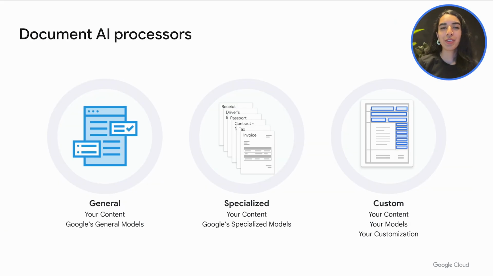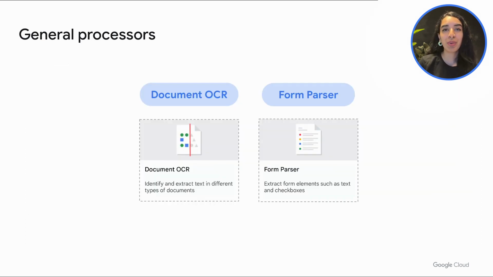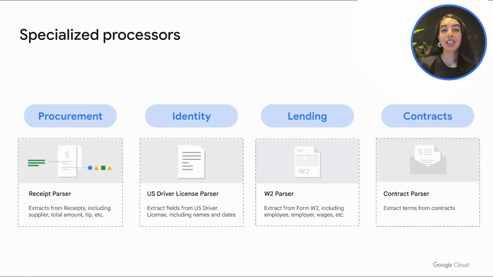Now I know I threw around a few processor names, so let's understand the different processors Document AI has to offer. First, we have general processors that are pre-built processors that are compatible with most document types. Under general processors, we have Document OCR and the form parser. Second, we have specialized processors that are pre-built processors for specific document types. This includes procurement documents, which are used for payments and purchases, such as receipts and invoices, identity documents that are used for identity verification, lending documents that are used for mortgage loans, and business contracts.